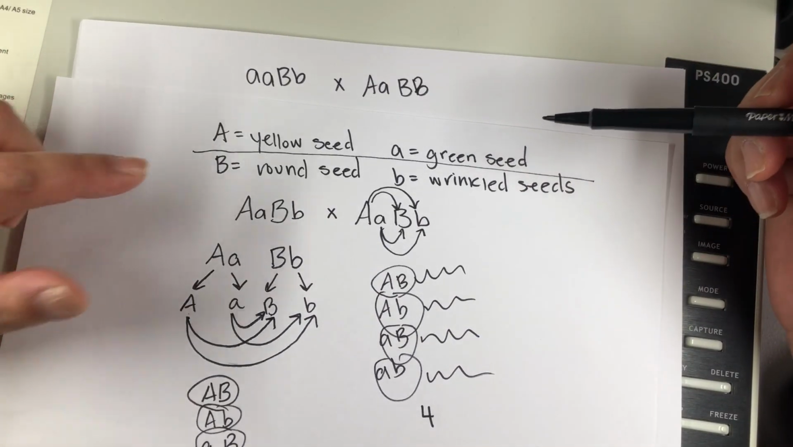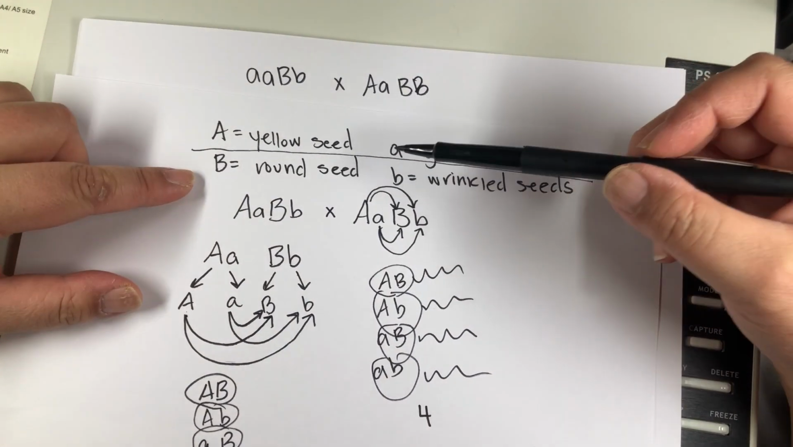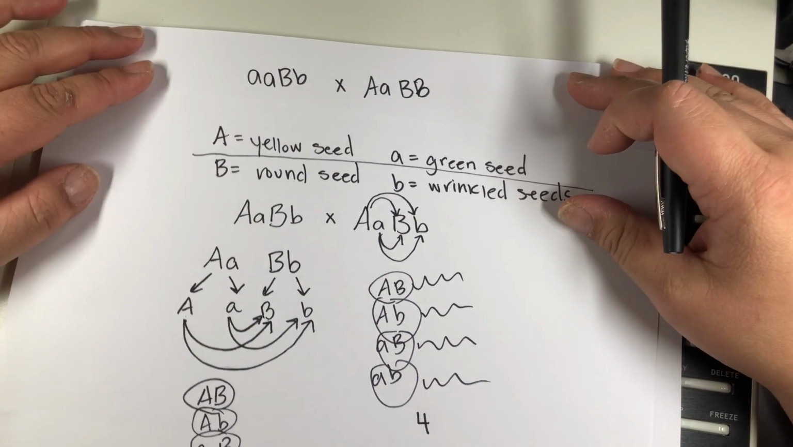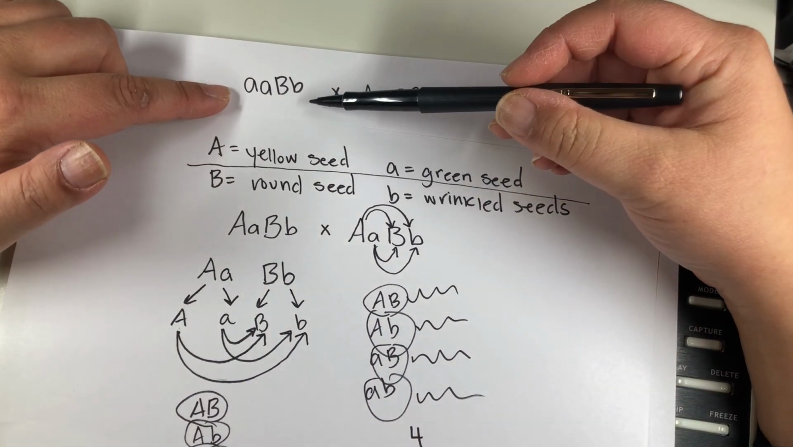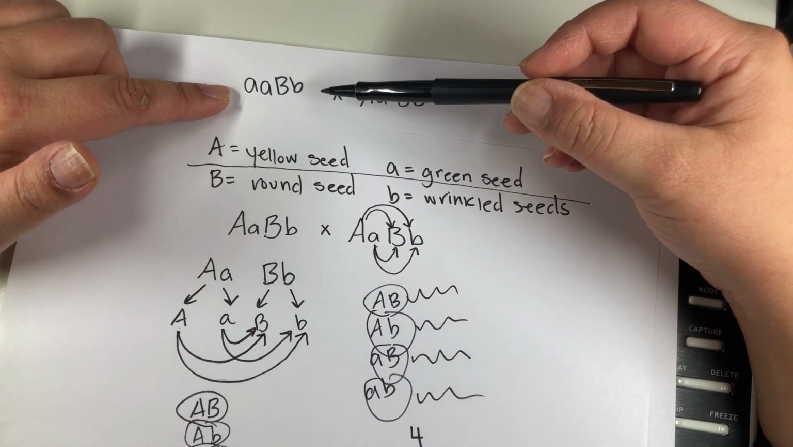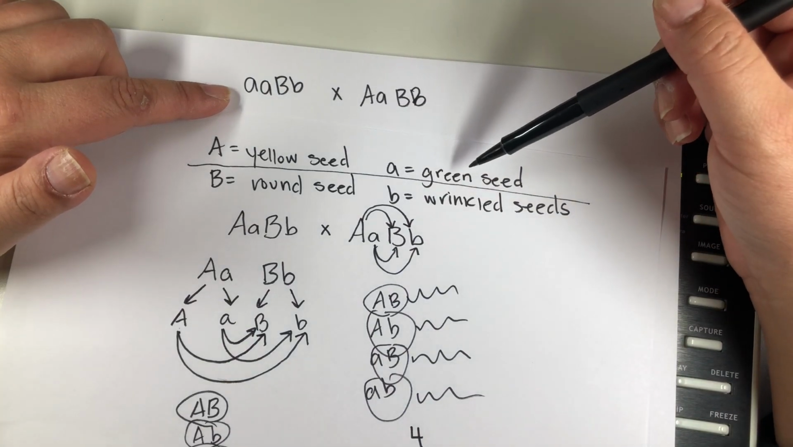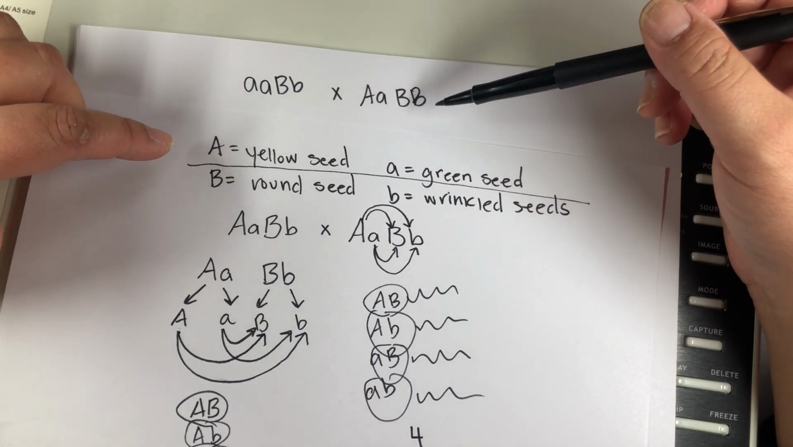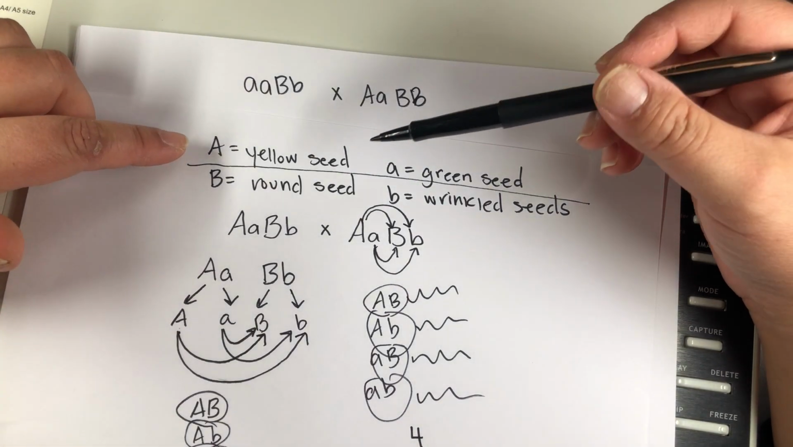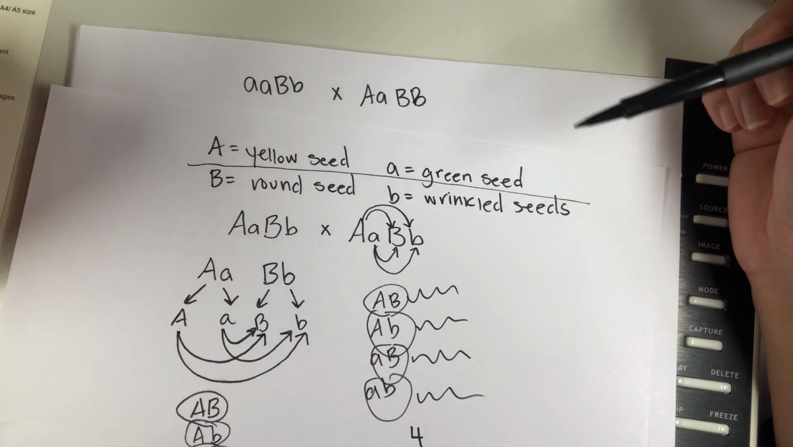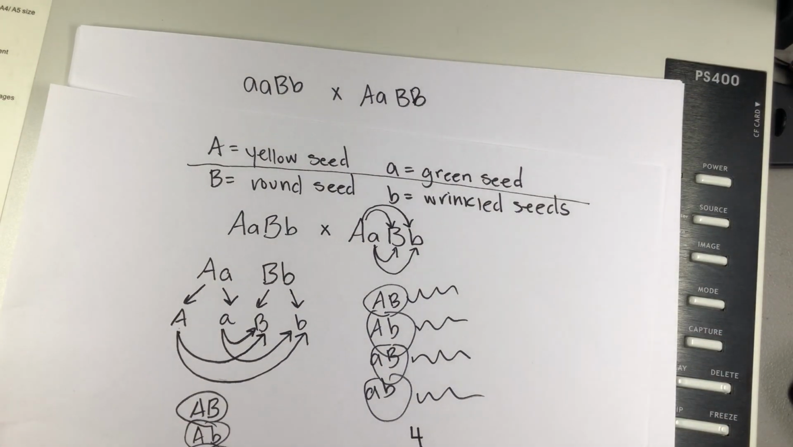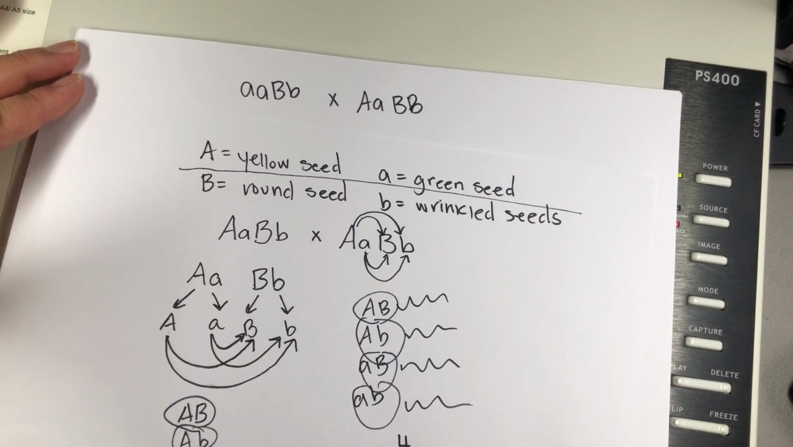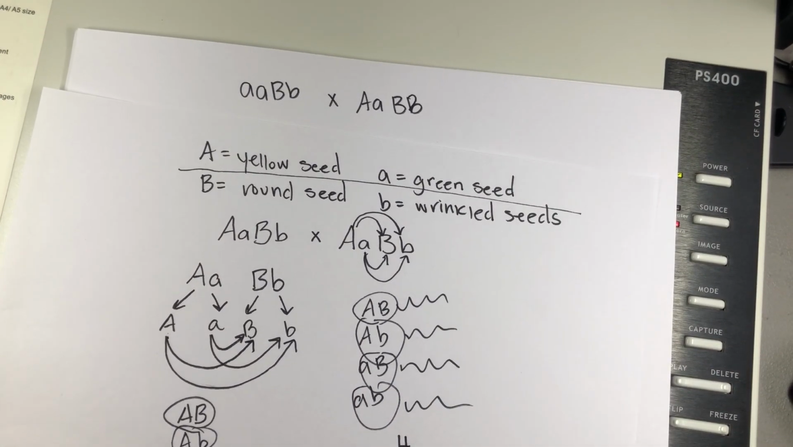I apologize. Okay, so then the shape of the seed, so round versus wrinkled, is going to be B. And so this one, phenotypically, little a, big B, little b, is going to be green seed and round. And then big A, big B is going to be yellow and round. Okay, so let's see what the phenotypic ratio of this particular cross is going to be.